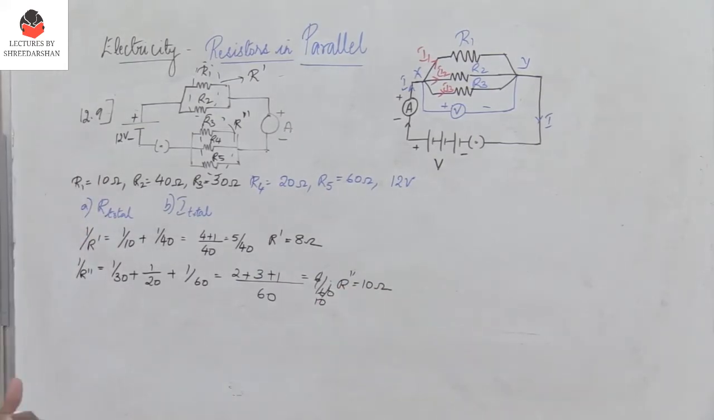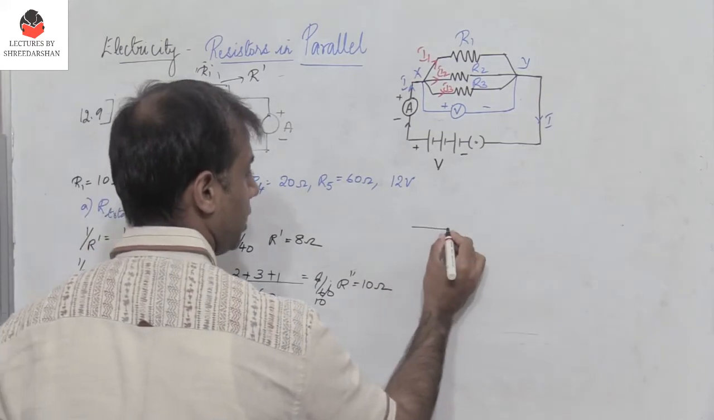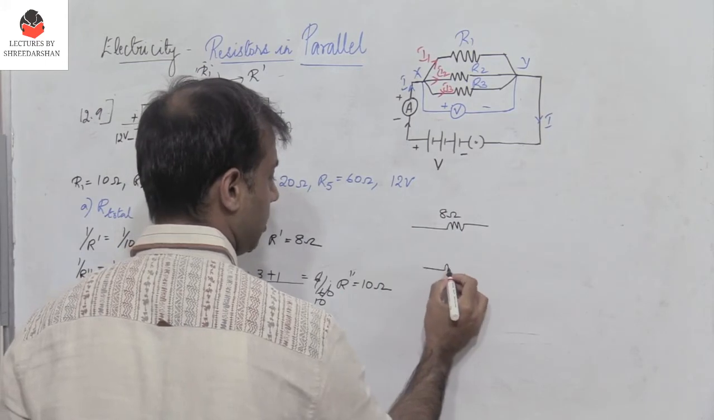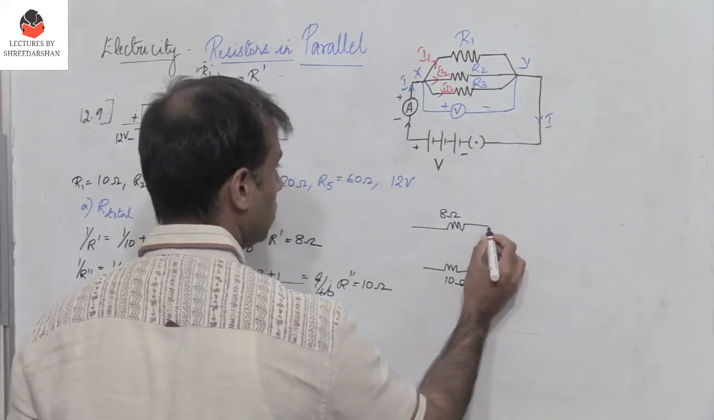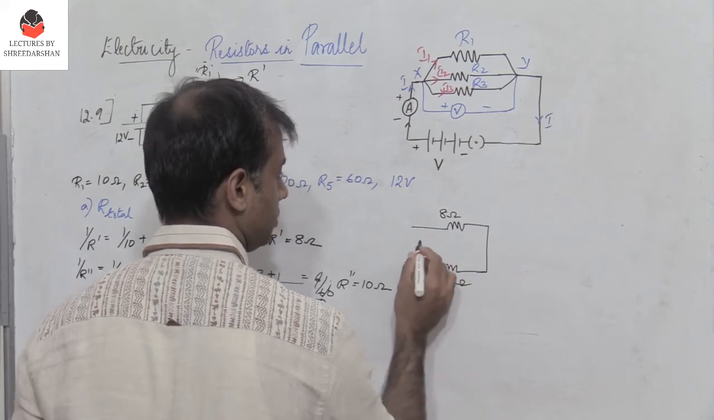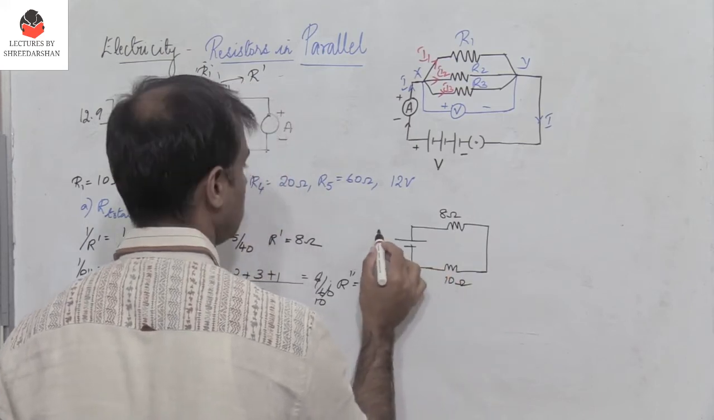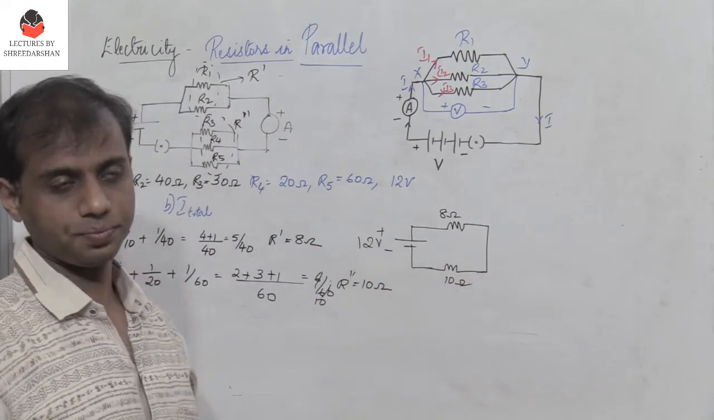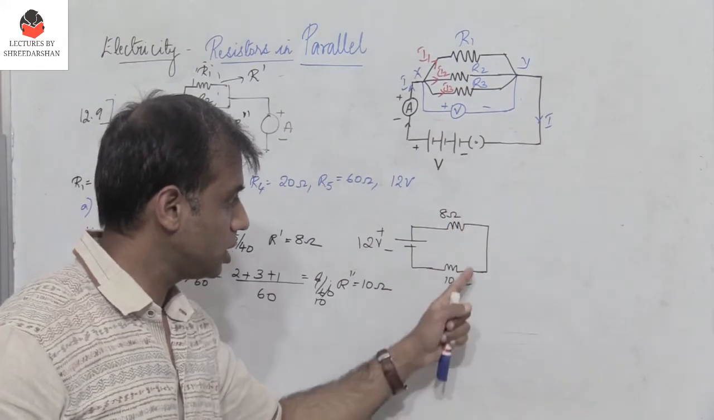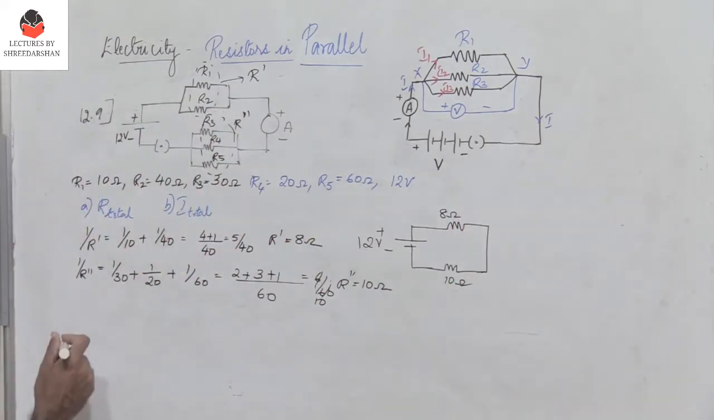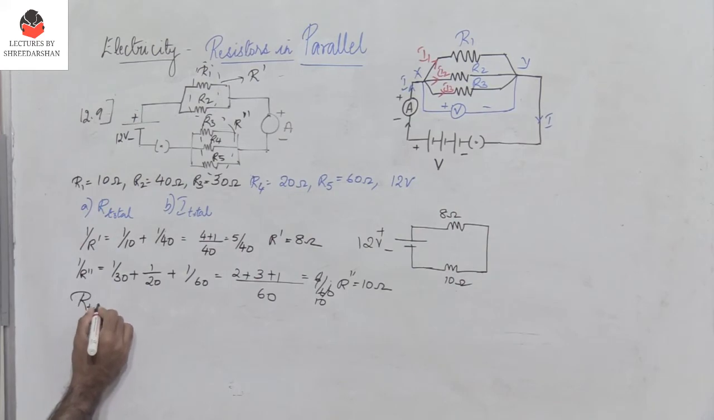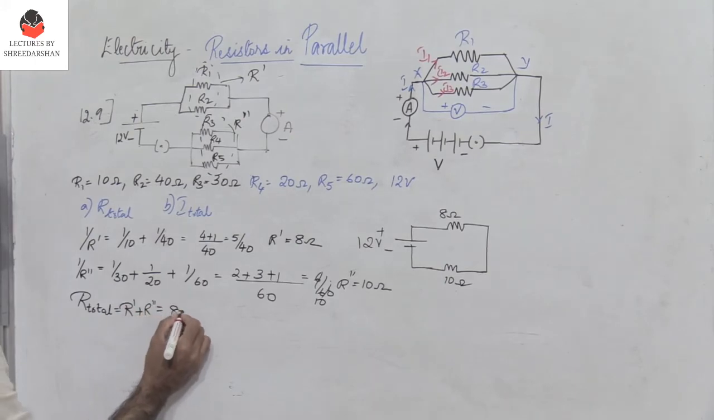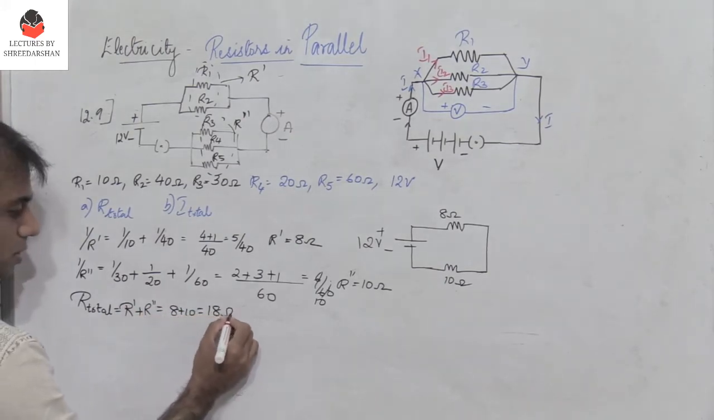So now how do I modify this circuit? This circuit can be modified as R dash, which is 8 ohms, and then you have R double dash, which is 10 ohms. Both of them are connected in series, isn't it? Of course, you have an ammeter connected here in series. So now these two resistors are connected in series. Therefore, our total is R dash plus R double dash, which is 8 plus 10, which is 18 ohms.